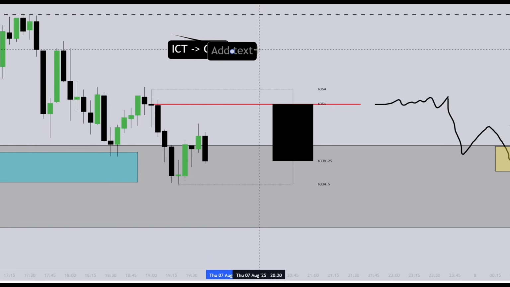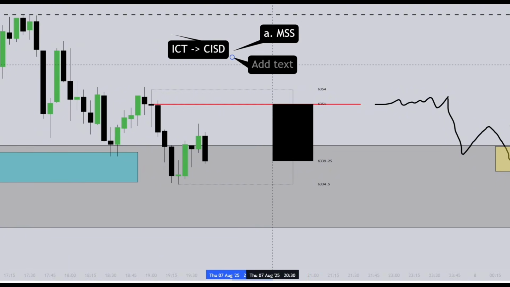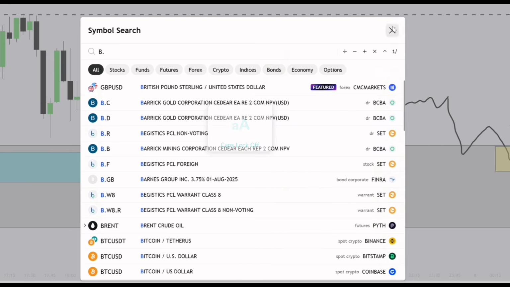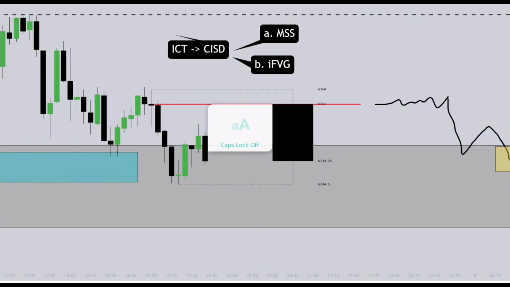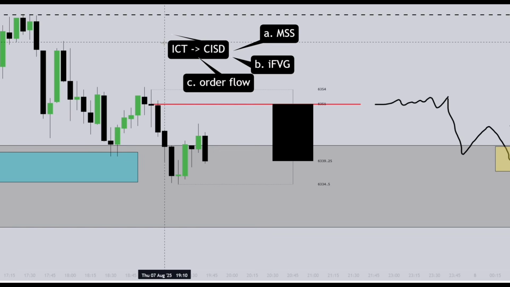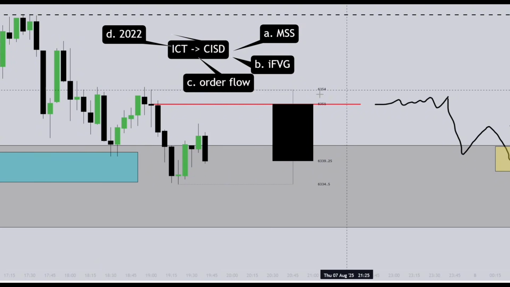So how do you find that, right? There's a few ways to do it. So let's just give you a little quiz here. Is it going to be market structure? Is it going to be an inverse FVG, like I see some traders using? I see a lot of traders using inverse fair value gaps. Or is it going to be something else, right? Is it going to be order flow? Or is it going to be a market structure shift, right? Or is it going to be, I guess, the 2022 model, which I think is a market structure shift and a fair value gap, right?